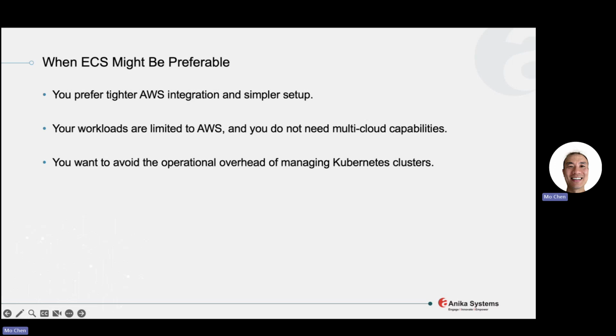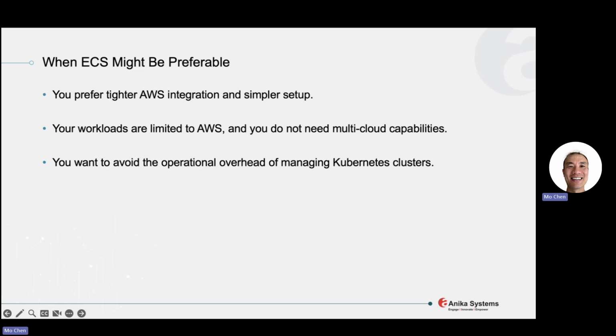While Kubernetes has many advantages, ECS might be preferable if you prefer tighter AWS integration and a simpler setup. Your workloads are limited to AWS, and you don't need multi-cloud capabilities. You want to avoid the operational overhead of managing Kubernetes clusters. Ultimately, the decision depends on your organization's needs, skill set, and long-term goals.